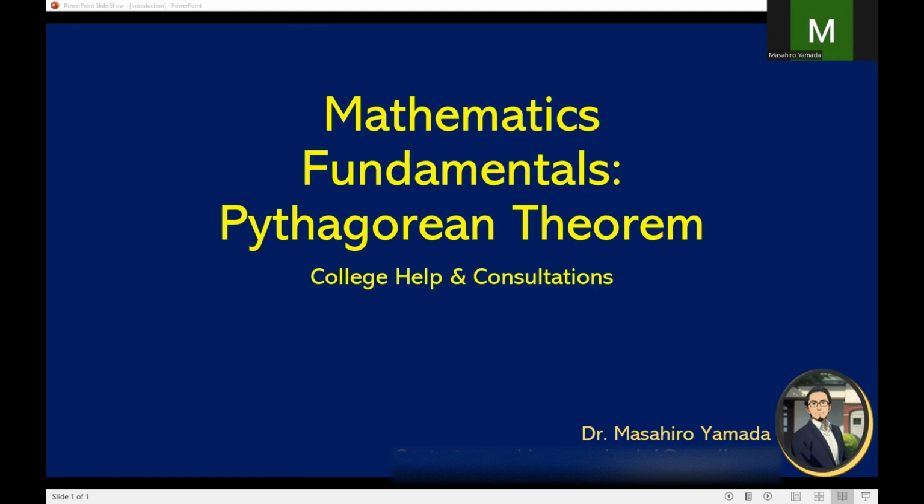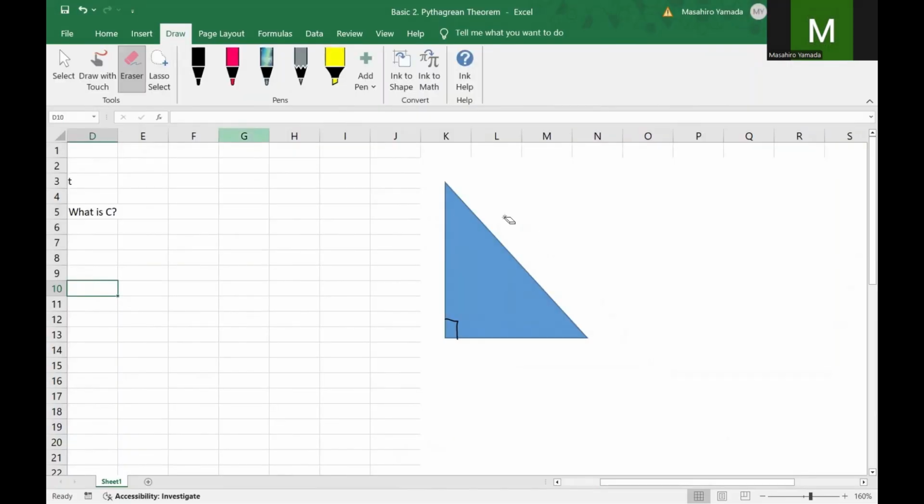In this video, I'm going to explain how to obtain the length of a right triangle using the Pythagorean theorem. The situation you deal with is that you have a right triangle and you know two sides, the lengths of two sides, and you want to solve for the length of one unknown side.